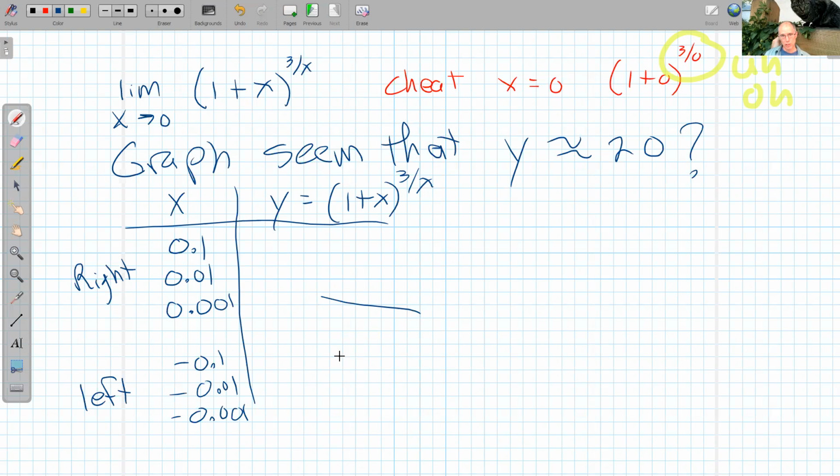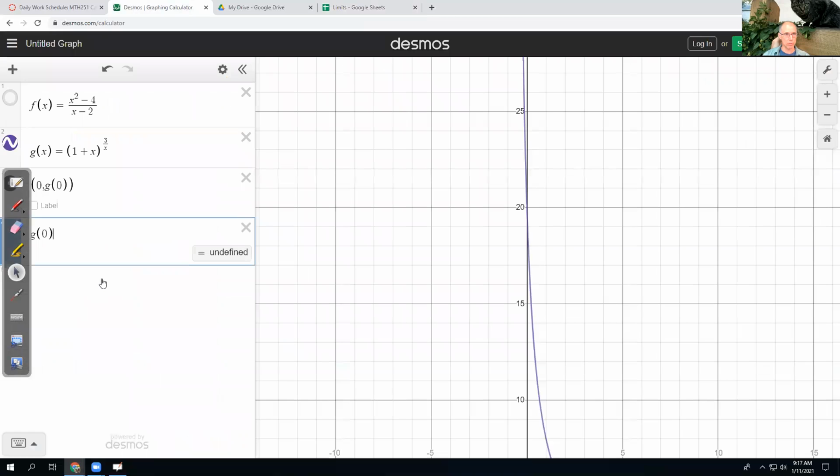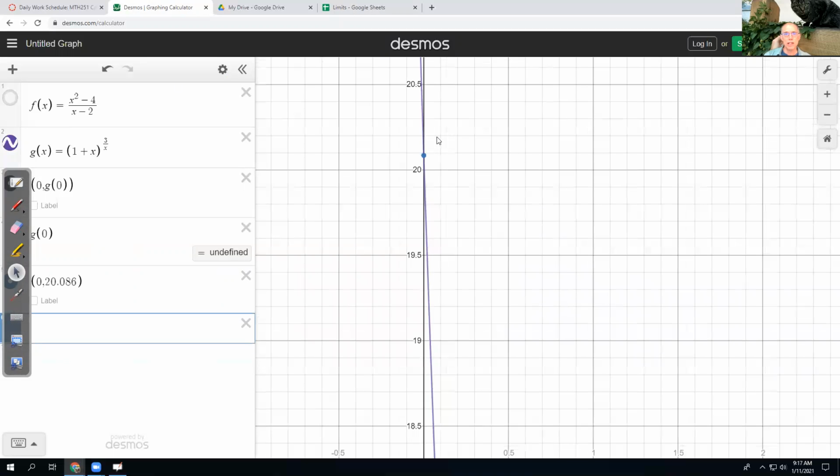So when we put these two together, it looks like the limit is approximately 20.086. And we could double check graphically on that by just plotting that point and seeing what happens. So if I come over here where Desmos couldn't plot it before, I could plot the point 0, 20.086 and see if it looks about right. So I could just use the wheel on my mouse to zoom in there. And yeah, that's about where it crosses, right?